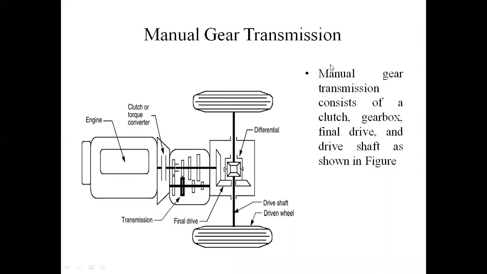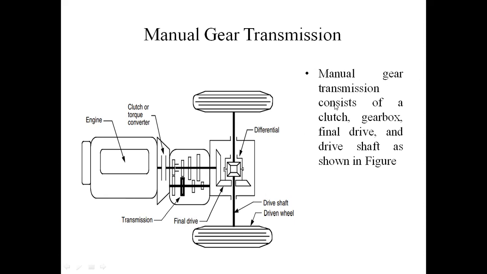This is the manual gear transmission diagram. In this diagram, I will explain the parts. This is the engine, the internal combustion engine. This block is the clutch or torque converter. Next, this is the transmission. In this transmission, I have a gearbox. This is the final drive. This is the differential. This is the driving shaft. This is the vehicle wheel. Okay, these are the main parts in conventional vehicles.